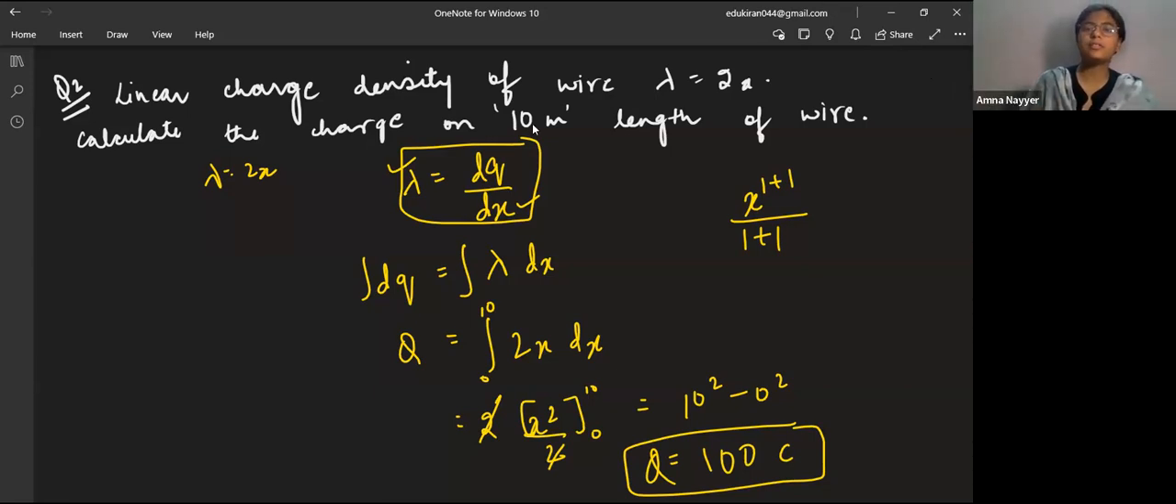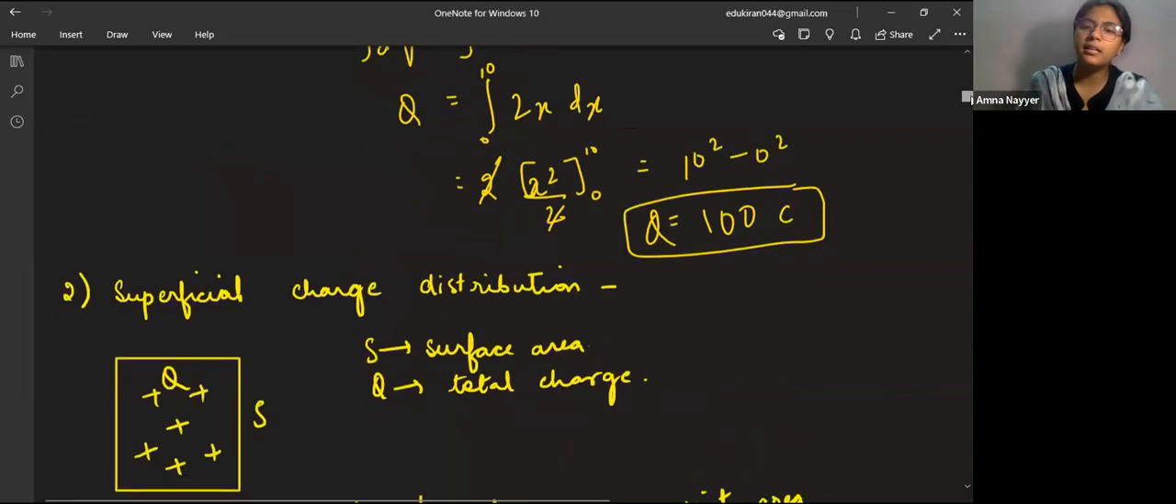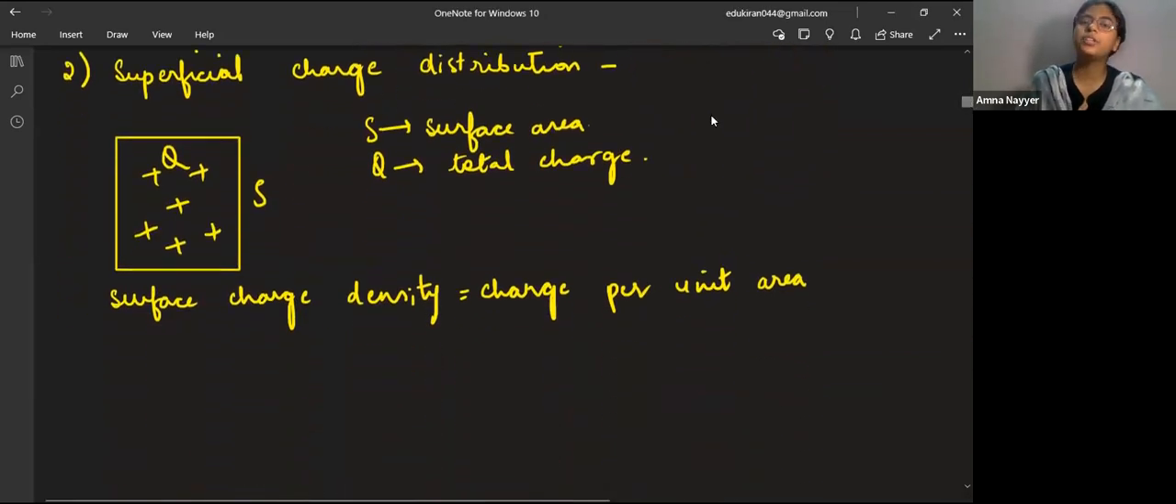Now see, the next one is superficial charge distribution. Superficial charge distribution means the same thing, charge, but per unit area. Once you have understood the first one, the second and third are very easy. Linear charge distribution was charge per unit length. If we have charge per unit area, then we'll say superficial charge distribution; aerial charge distribution is also said, but mostly the term superficial charge distribution is used.